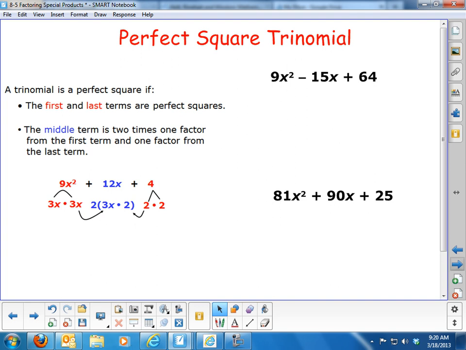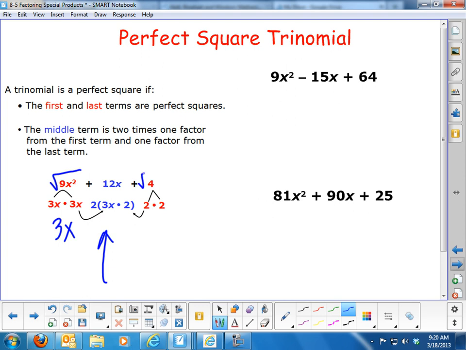The way that we determine whether it is one of these special products is by doing this method right here. Let's draw your attention to this part of the screen where I take the square root of 9x squared. So you're thinking, what times what gives me 9x squared? Well, that's 3x. Okay, I take the square root of the last term, 4, which is 2.